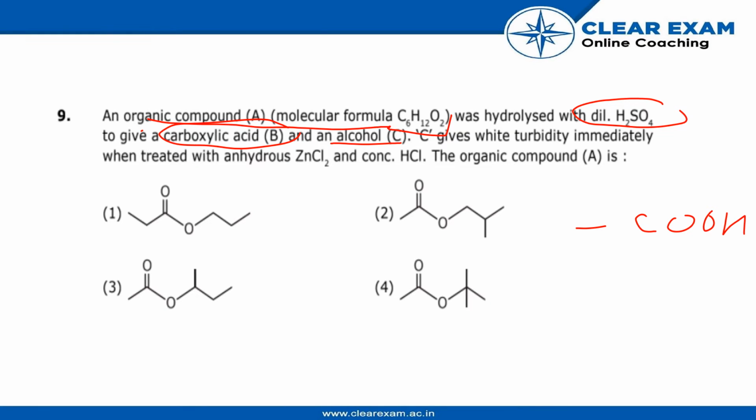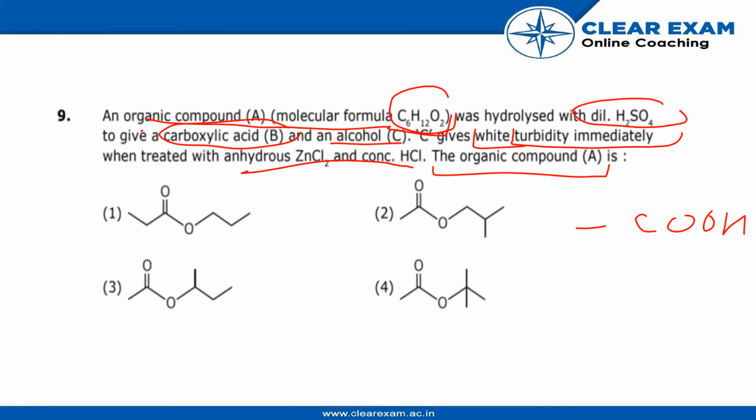So C, with the reaction with anhydrous ZnCl2 and concentrated HCl, will give turbidity immediately, white turbidity. So we need to find the compound A structure. We all know the formula for compound A, we just need to find the correct structure.